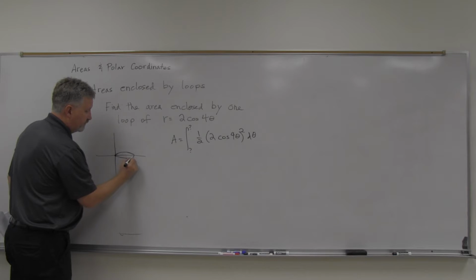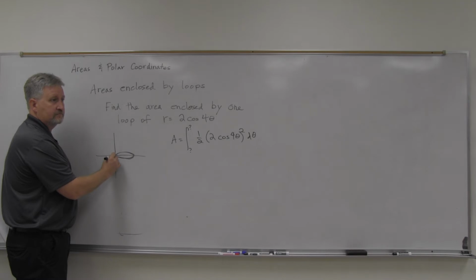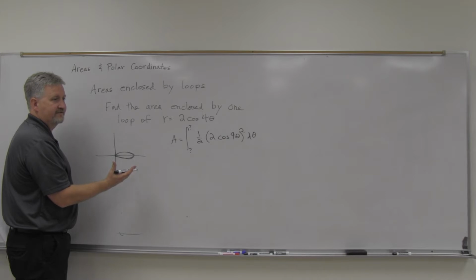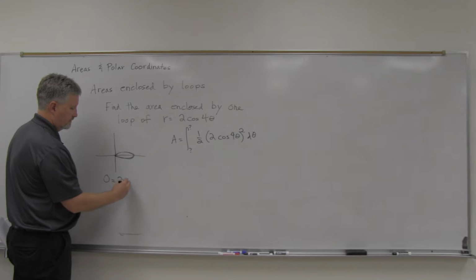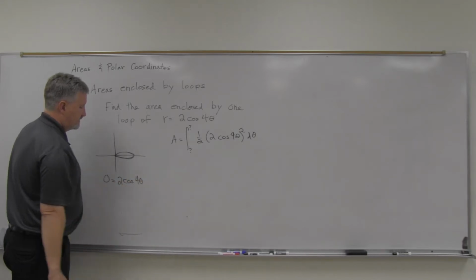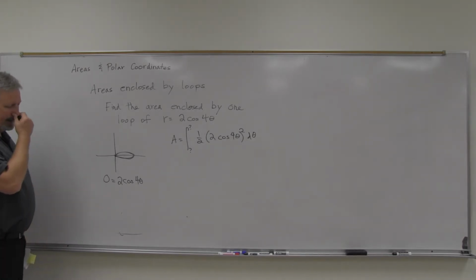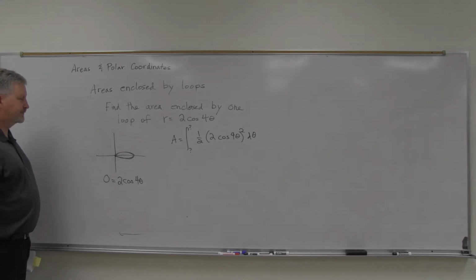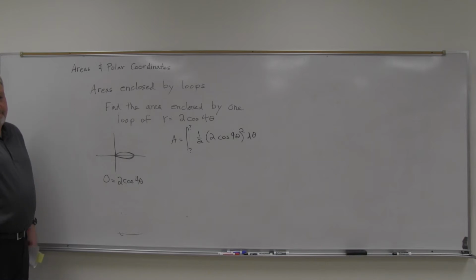But to get a full loop, I have to go from this point all the way back around. Well, in both of those points, the r is 0. So I need to figure out where does that happen? And there's different ways of doing it, but this is one way.